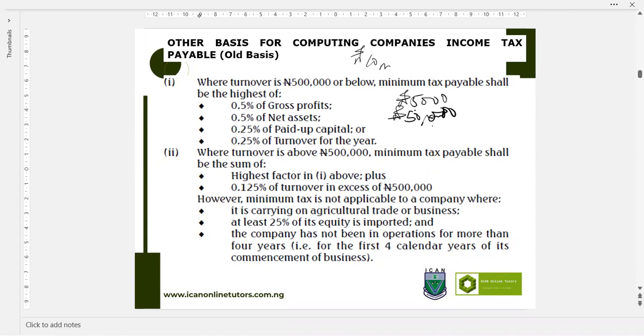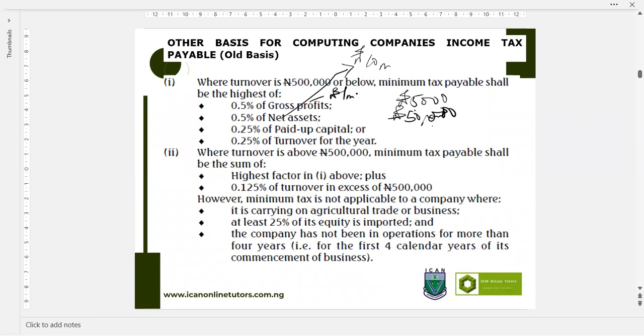Kehinde, are you there? Ogenechuko, you're welcome to class. Can you guys please punch your calculator to confirm these figures for me? So if our gross profit is 1 million naira, what will be the 0.5%? And if our net assets is 10 million naira, what will be the 0.5%?